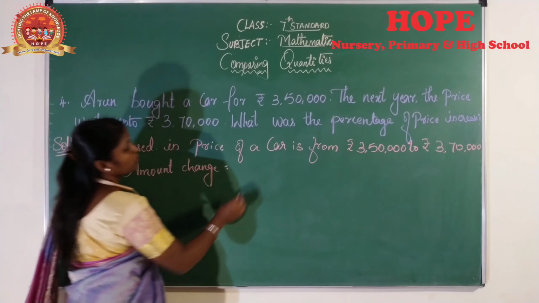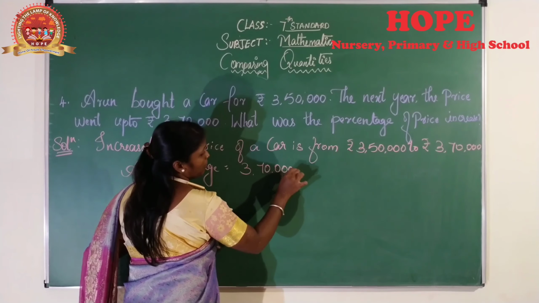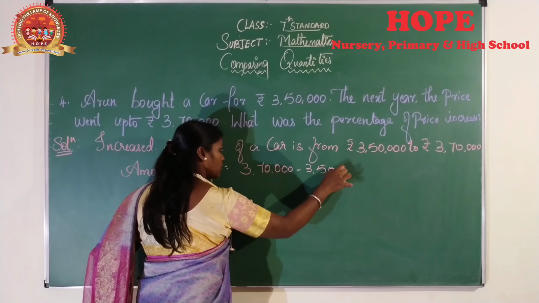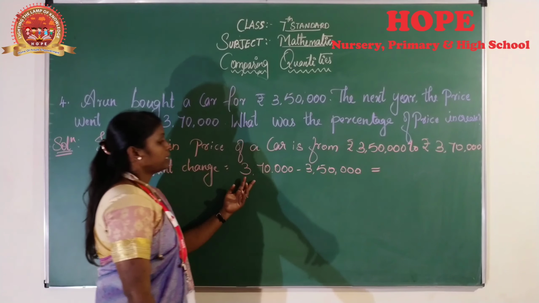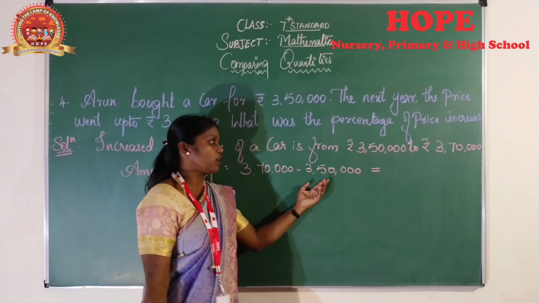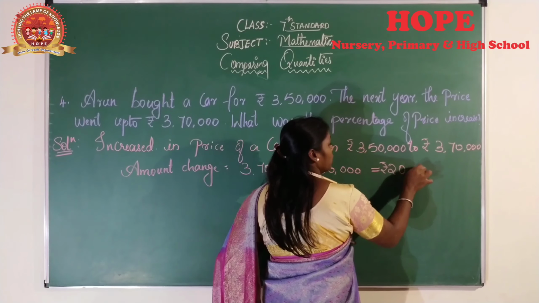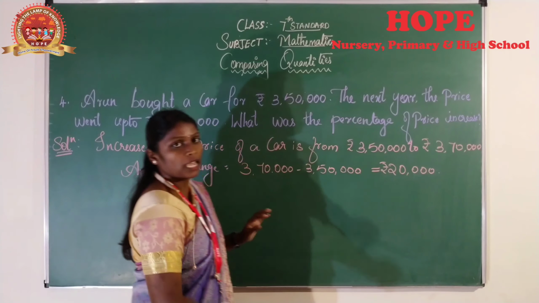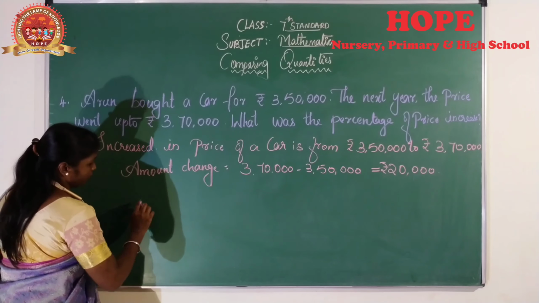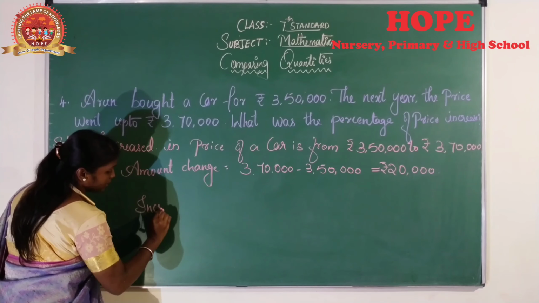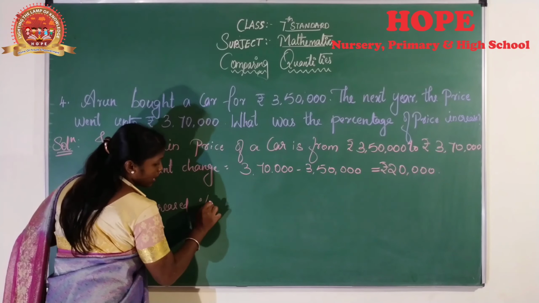Amount change is equal to 3,70,000 minus 3,50,000, which is equal to 20,000. There is an increase of 20,000 rupees in the next year only. Okay. So we have to find the increased percentage. We know the amount increased. We have to find the increased percentage.